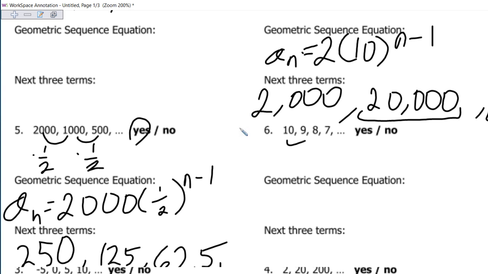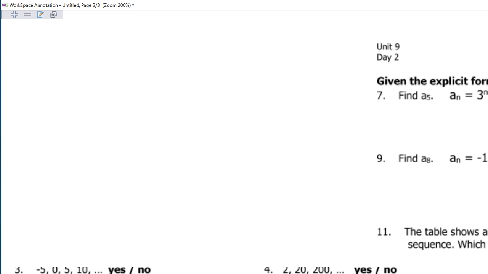We do minus 1, minus 1, minus 1. That's a no, because we're minusing something each time, and that's not what we're looking to be doing. So, there we go. That's the end of page 1. Woohoo! Alright.